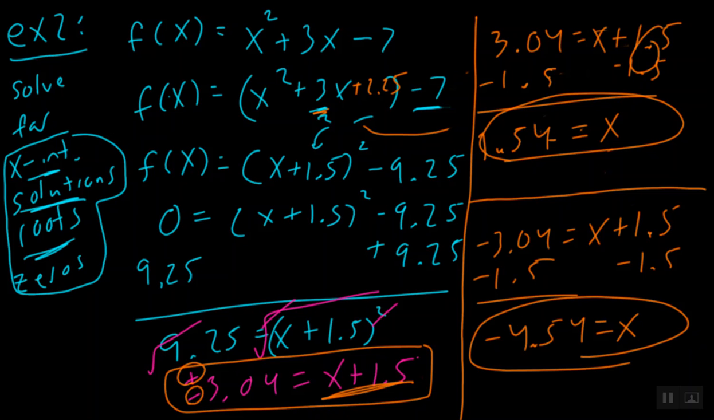So remember, these always have two solutions, and if you're not writing a plus or minus after you take your square root, that's where you're making your mistake.